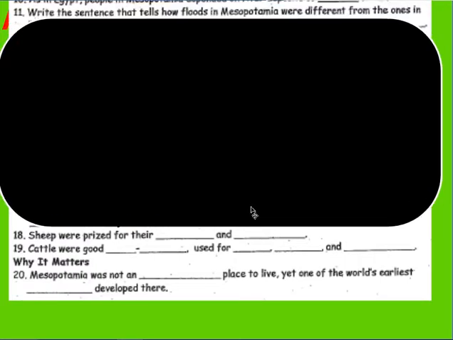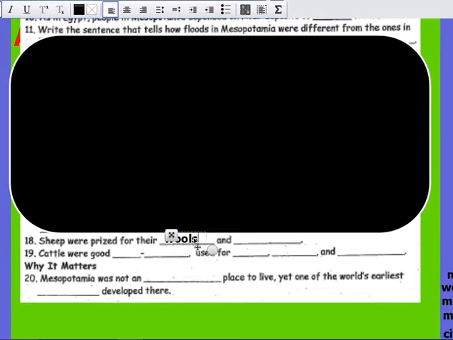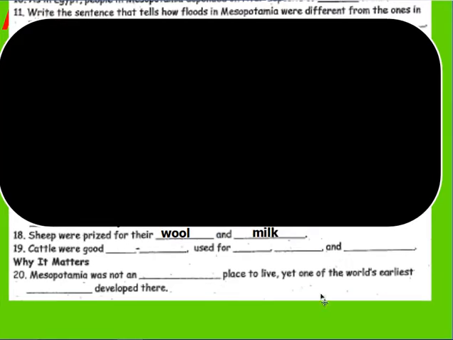Now, the sheep that the farmers raised, they were prized for, can you guess? Well, wool is one. I shouldn't have put wools, I should have put wool. And the other one was for their milk. We don't think about drinking sheep milk, but they did. So they were prized for their milk and their wool, or their wool and their milk, whichever way you want to write.